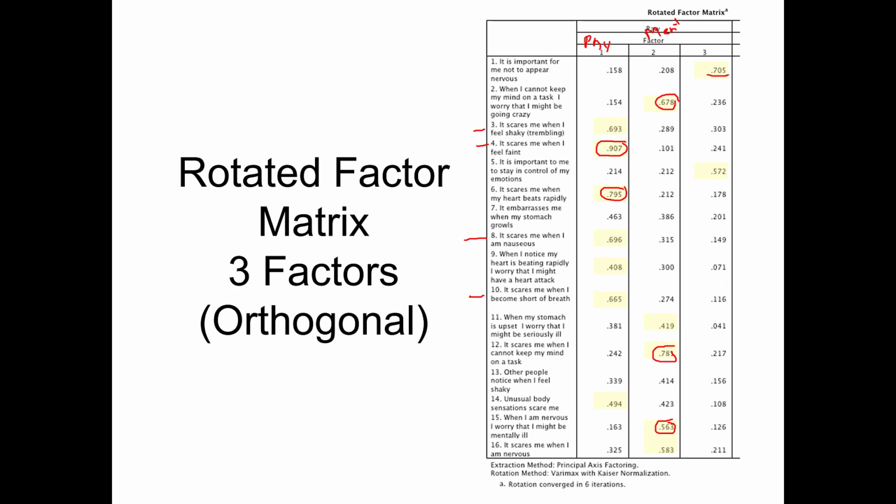This third one: it is important for me to not appear nervous, and important for me to stay in control of my emotions. This one's been called the social component, so not showing your anxiety to others. So relatively simple structure, relatively easy to interpret.